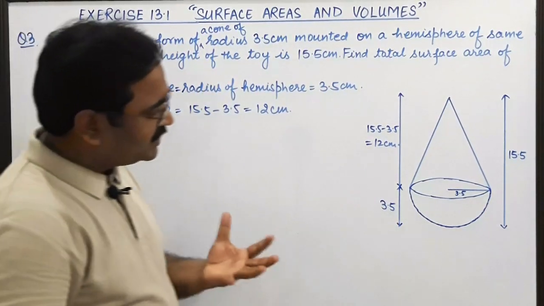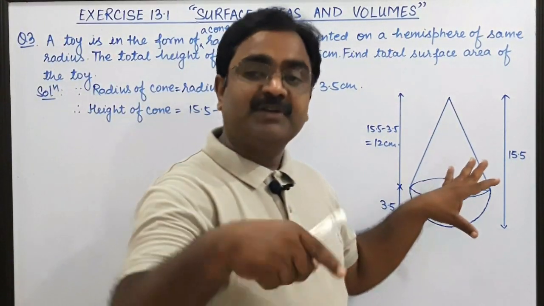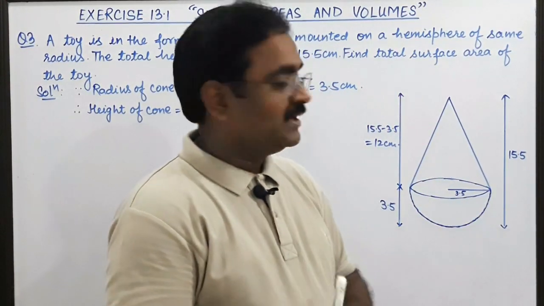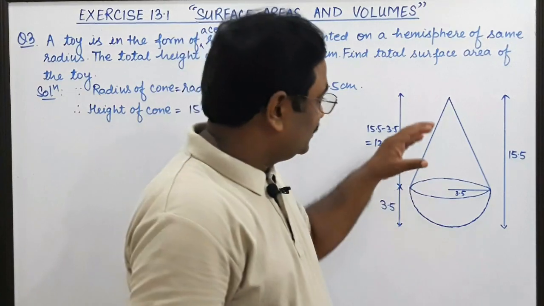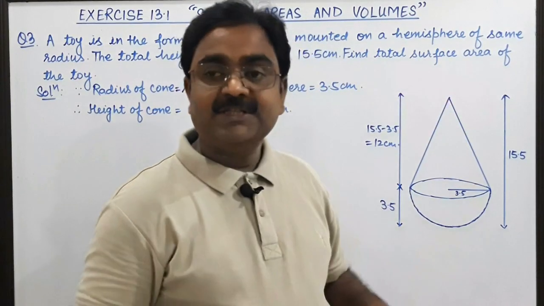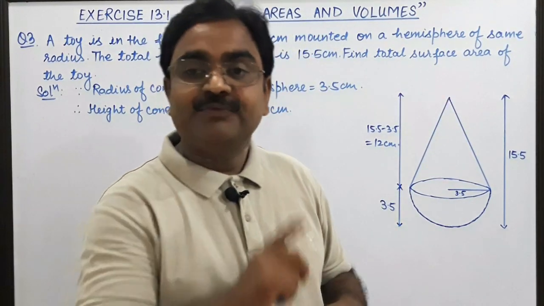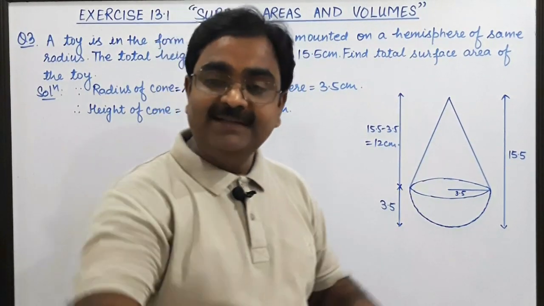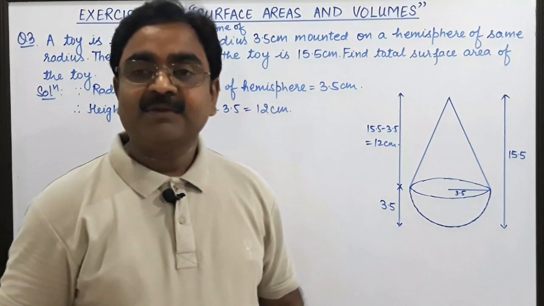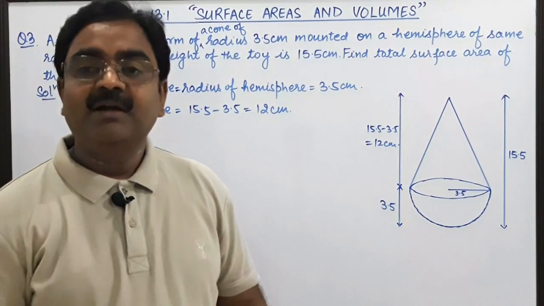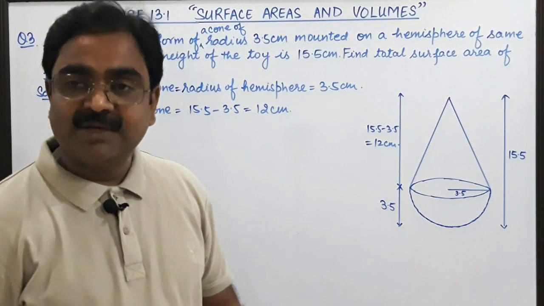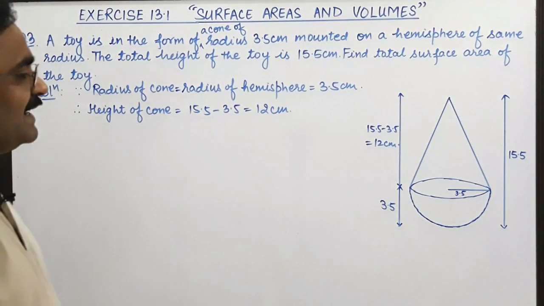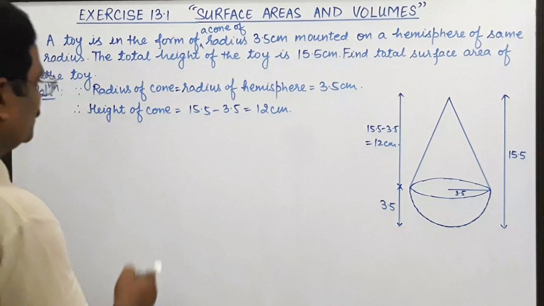So to find the surface area of this whole toy, which is the combination of this cone and the hemisphere, you know that the curved surface area of a cone is pi r L. So we need to find out the slant height of this cone. To find the slant height, we have the formula L square is equal to h square plus r square. Let us first find the slant height of this cone.